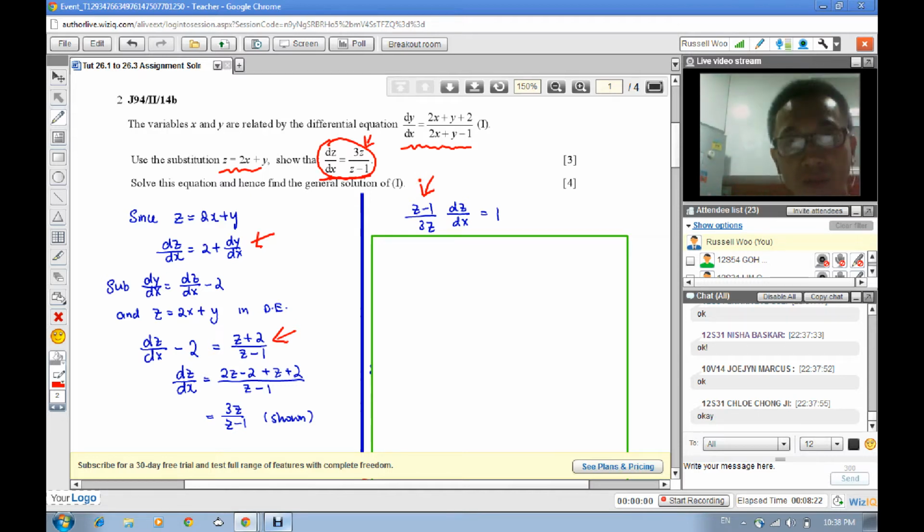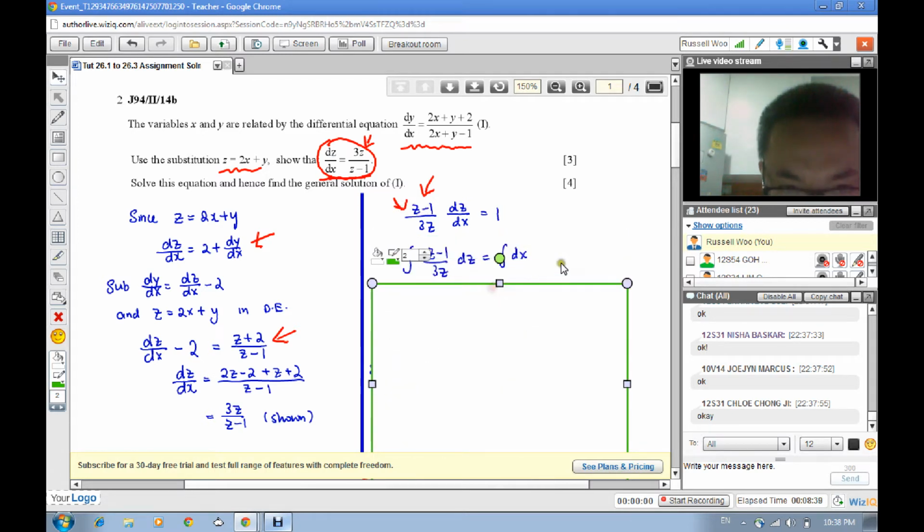Don't make the mistake of integrating from the original form. We have to do this step here. Once we do that, then it's not difficult. Then we just integrate both sides with respect to x, and it's not that bad.